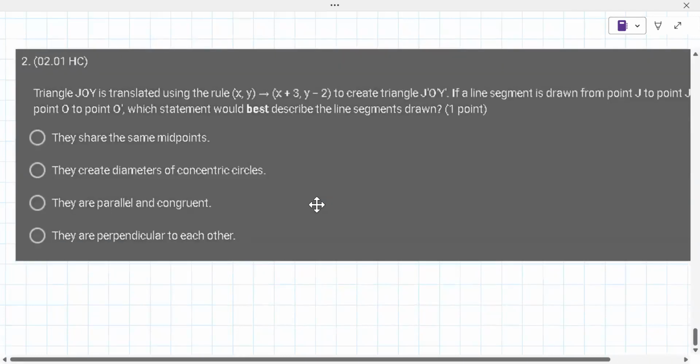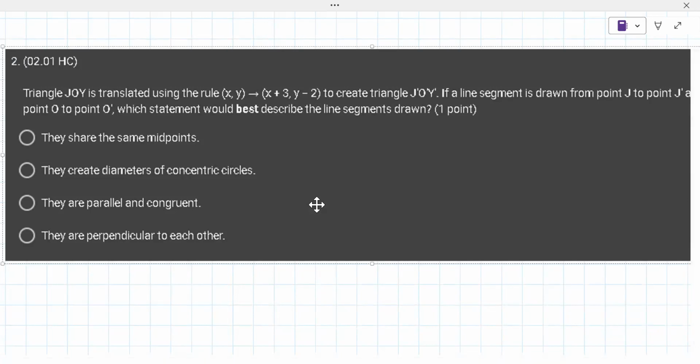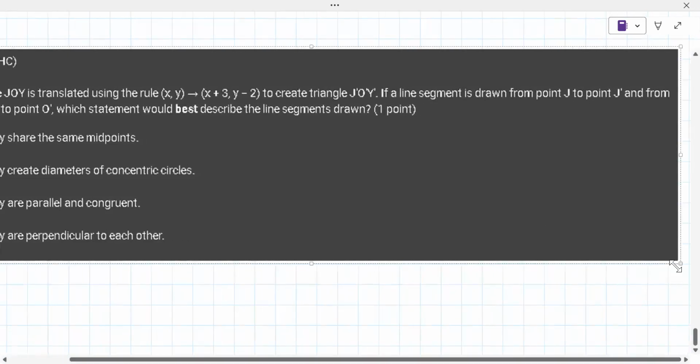That's clean. Okay, triangle JOY is translated using the rule x plus 3, y minus 2, creating the triangle J prime, O prime, Y prime. If a line segment is drawn from point J to point J prime, point O to O prime, we'd better describe the line segments. Okay, I feel like we did a problem just like this.